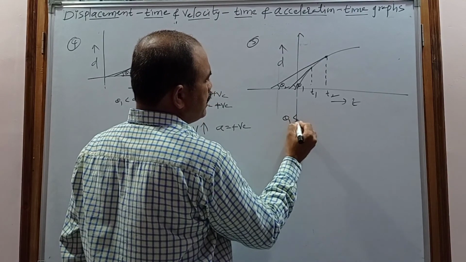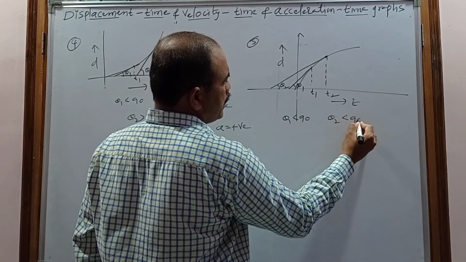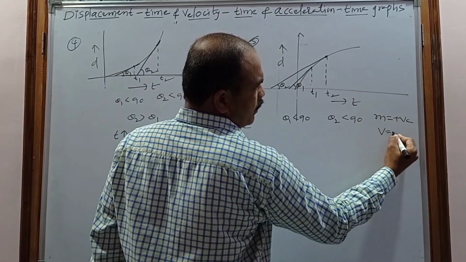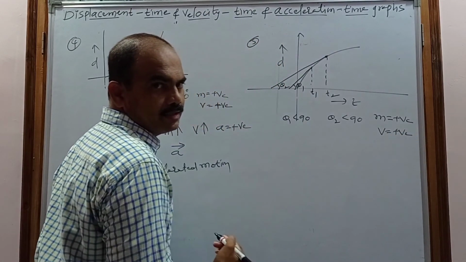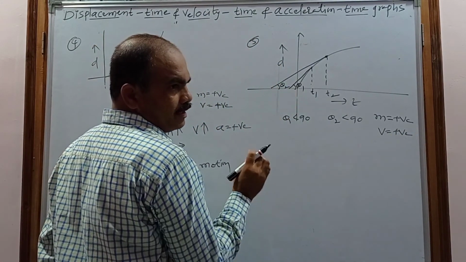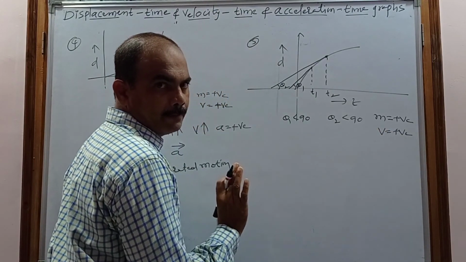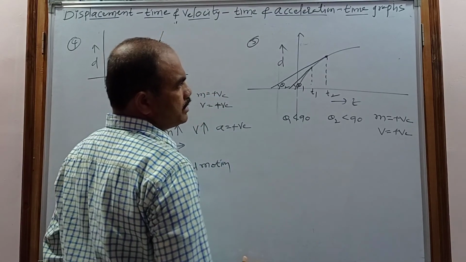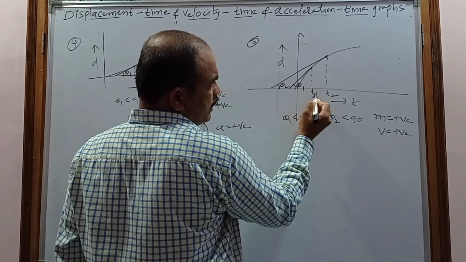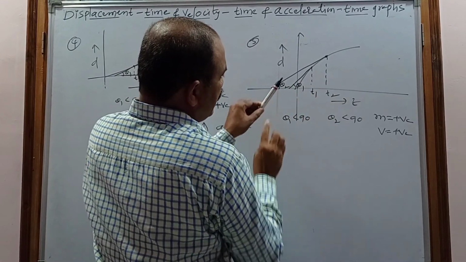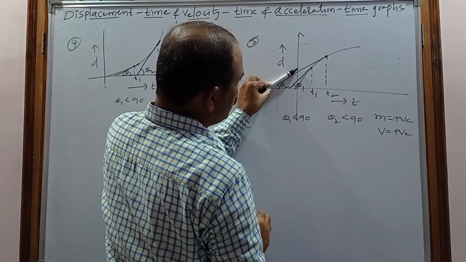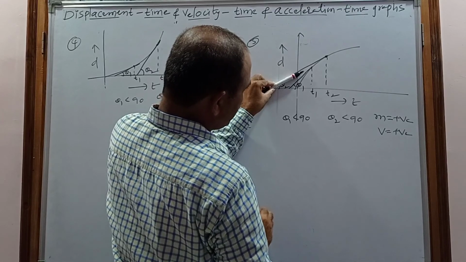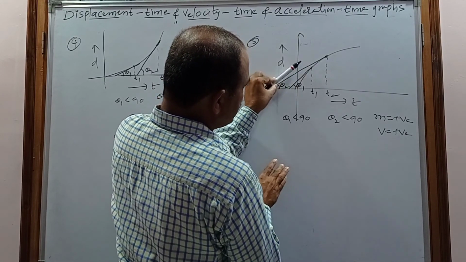But theta 1 is less than 90 degrees, and theta 2 is also less than 90 degrees, so the slope is positive. The slope is positive, nothing but velocity is also positive. Slope represents the velocity. This graph represents that the body has positive velocity initially. But is the velocity increasing, decreasing or constant? How can we check? Observe the angle made by the tangent at t1 and t2. This is the angle made by the tangent at t1 time, and this is at t2 time.